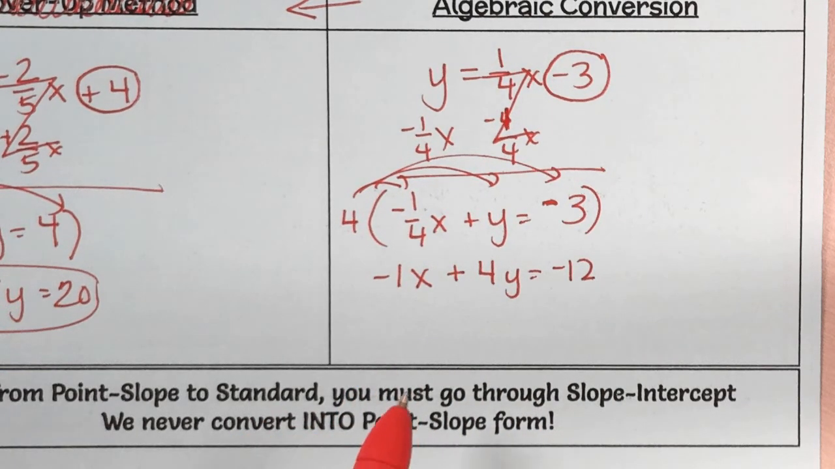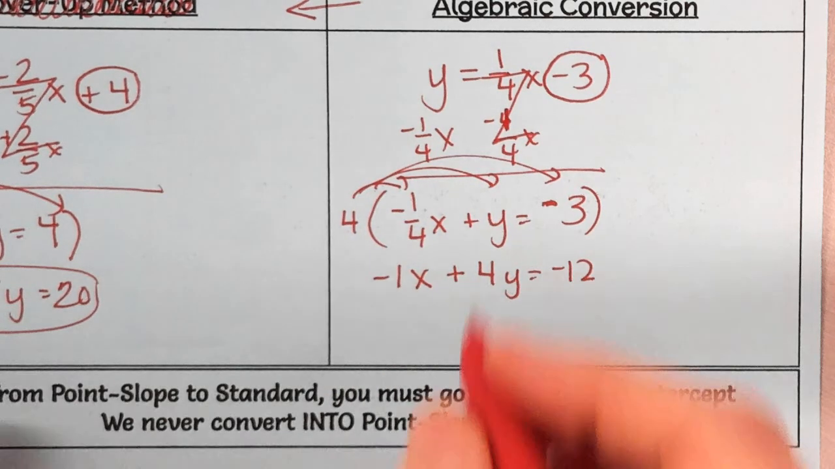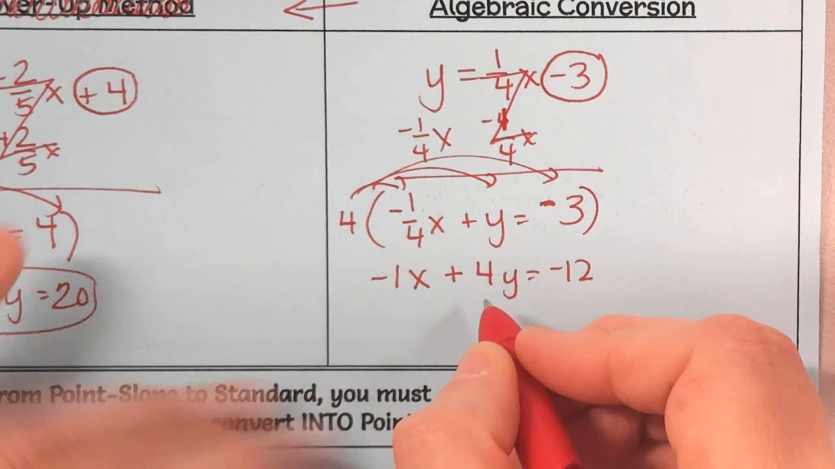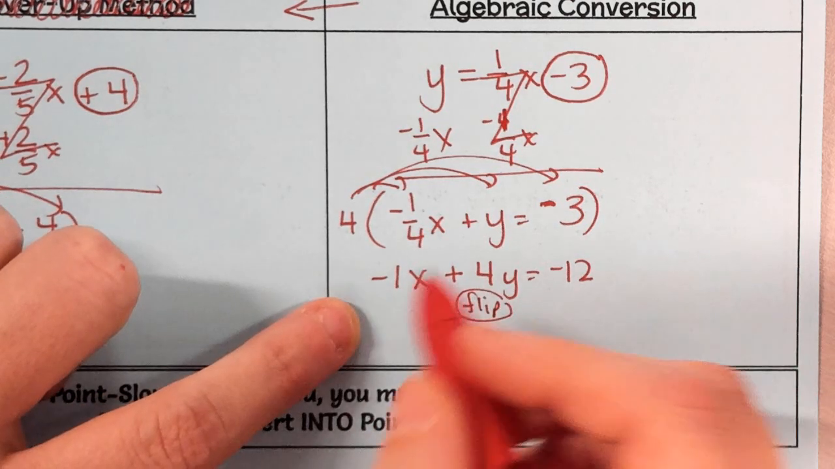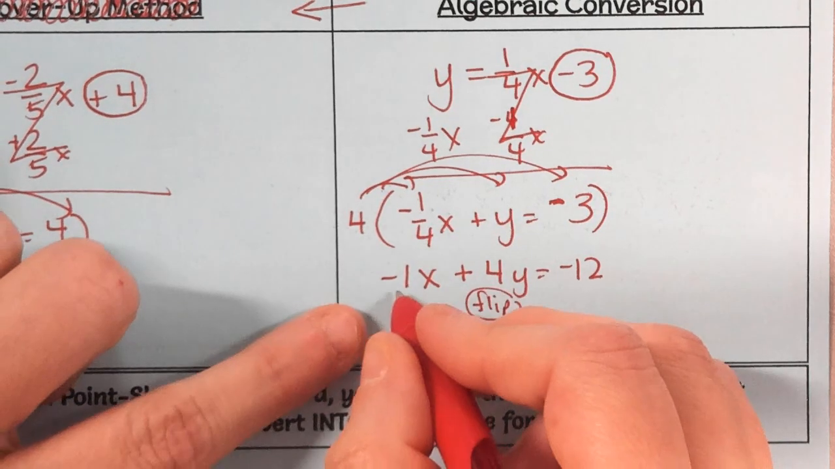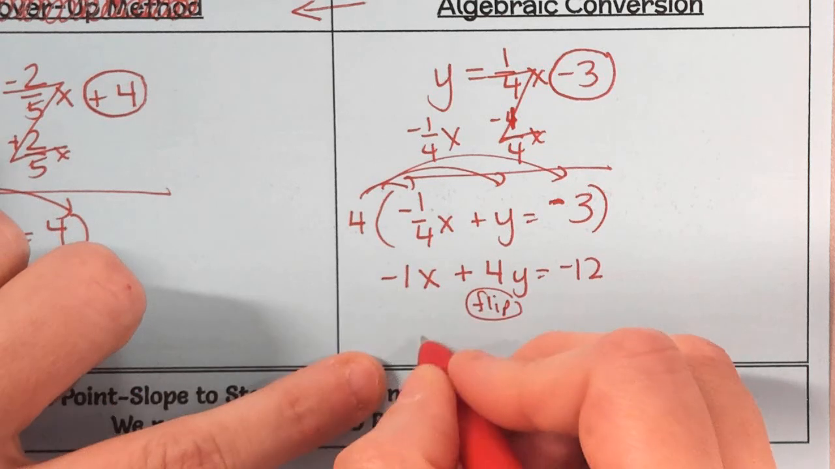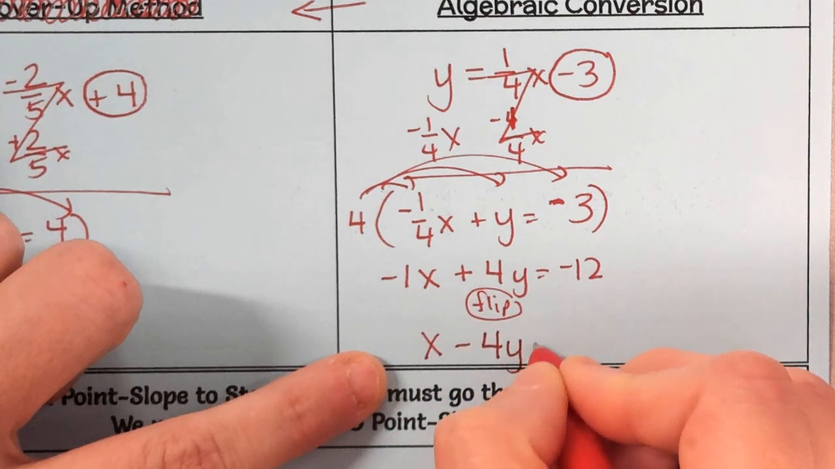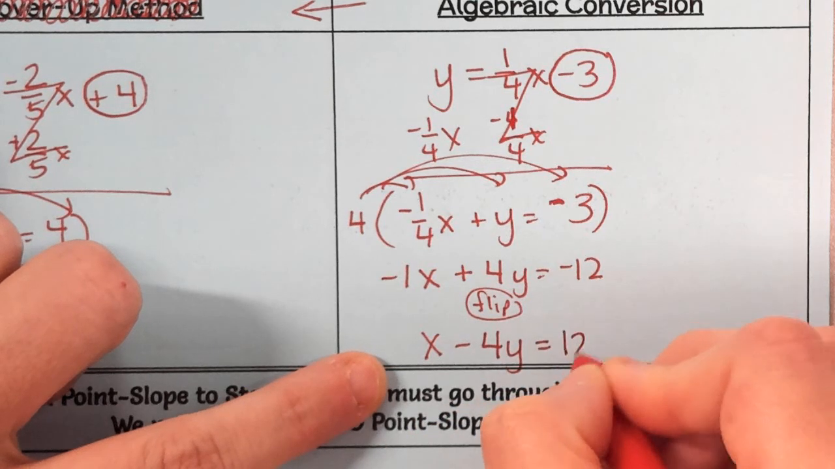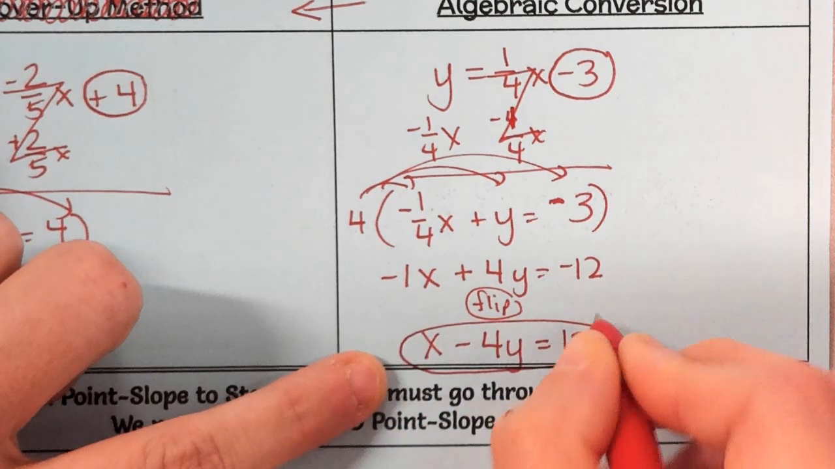Now, the second rule of Fight Club is you don't talk about Fight Club, but the second rule of standard form is you can't have a negative a value. So if I want to flip this one, I got to flip everything. So if I flip one thing, I got to flip everything. So flipping this negative 1x makes it positive x. Flipping this positive 4y makes it negative 4y. Flipping that negative 12 makes it positive 12. And that's my converted form.